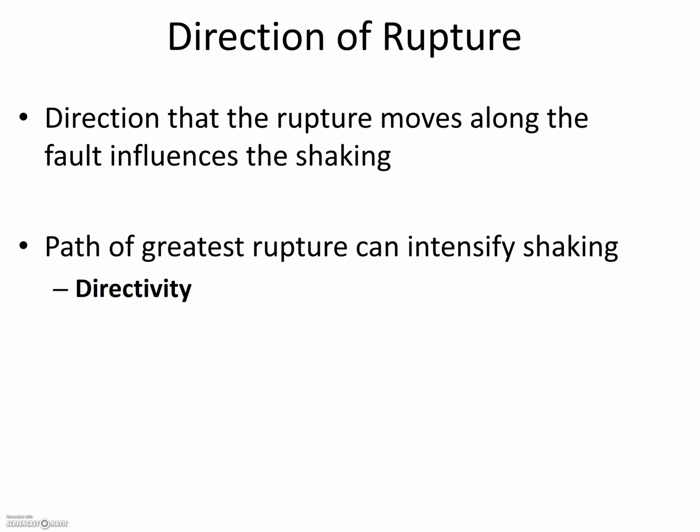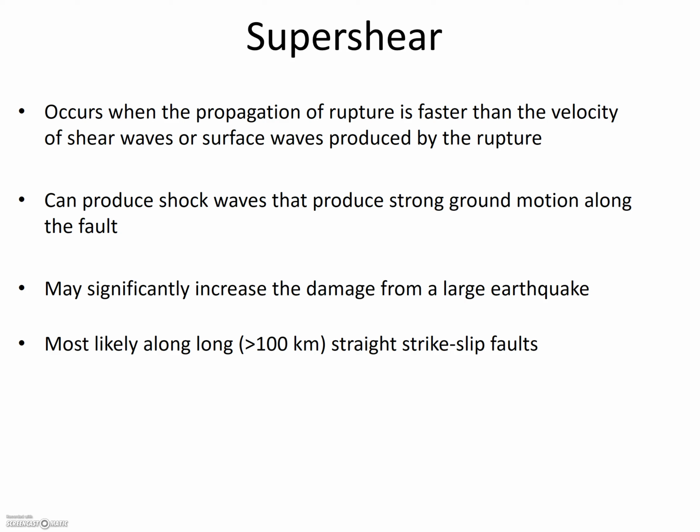Finishing up 3.3 Earthquake Shaking. The direction that the rupture moves along the fault influences the shaking too. The path of greatest rupture can intensify shaking, which is called directivity. Supershear is an extreme form of directivity.